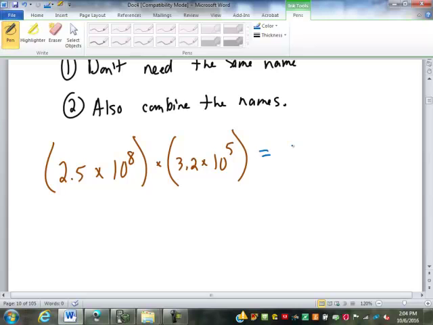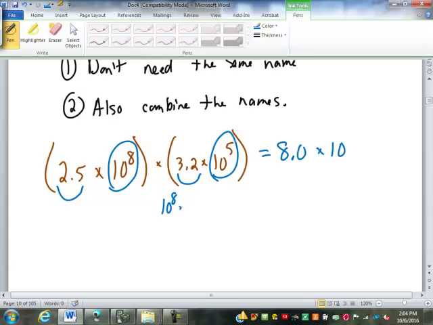So we're just going to combine the counts. 2.5 times 3.2 is 8.0 times 10 to the... we also combine the names, so 10 to the 8th times 10 to the 5th. When we are multiplying, we add powers, so 8 plus 5 is 13.